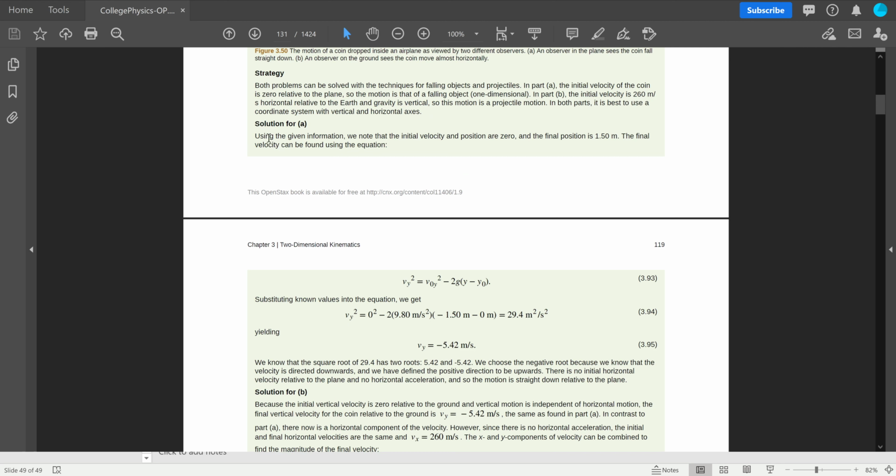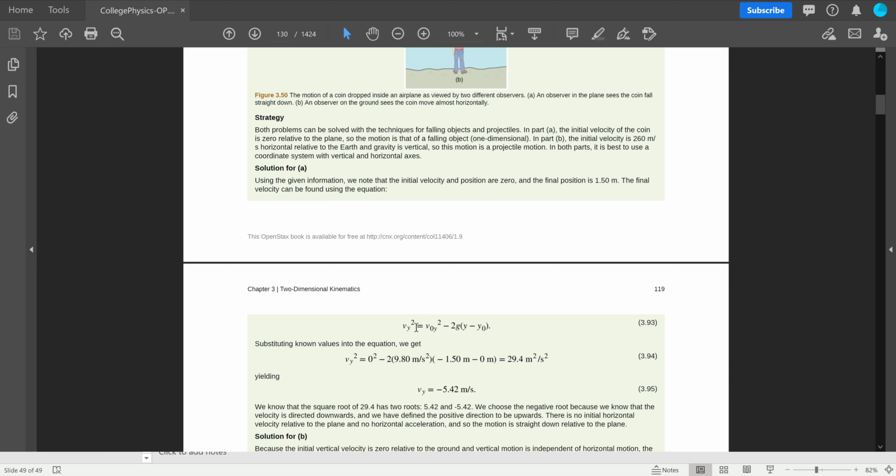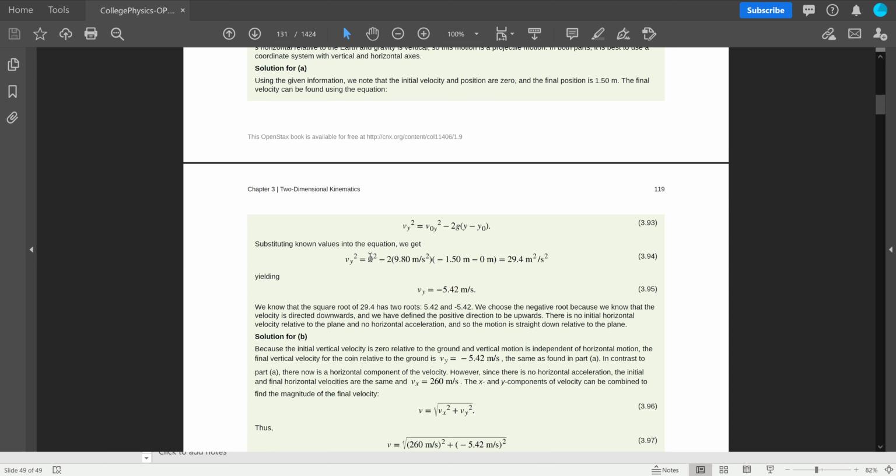Okay, so for solution A, using the given information, we note that the initial velocity and position are 0, and the final position is 1.5 meters. The final velocity can be found using this equation. So we go back to our y component velocity. Vy squared equals v initial of the y squared minus 2 times your change in y. If we plug all that in, we're trying to find our vy.